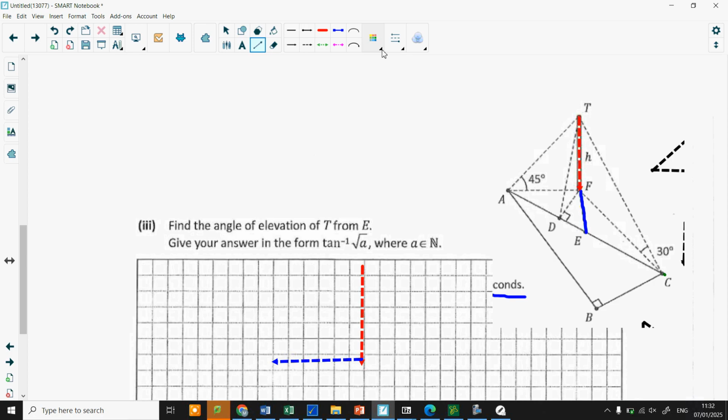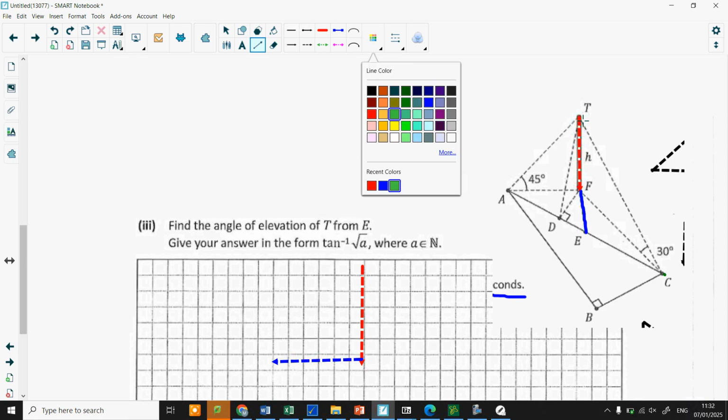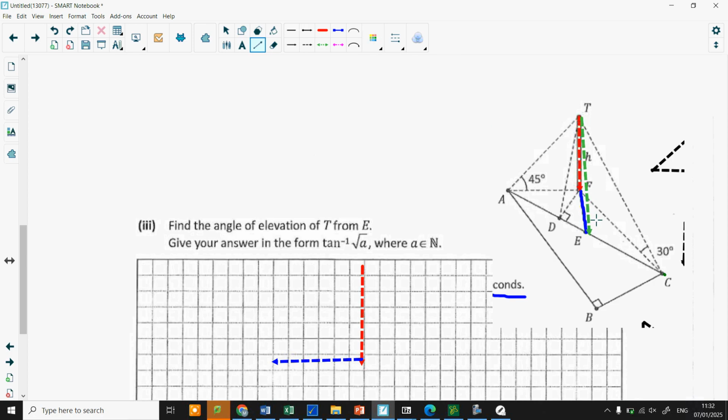T to E is hard to see, but T to E will be the green line that I'm linking in, like that, going straight down. It's just at a weird angle that you can't really see it. Now, it's definitely a 90-degree triangle. Now, let's list the sides we already know the value of. What do we already know the value of?